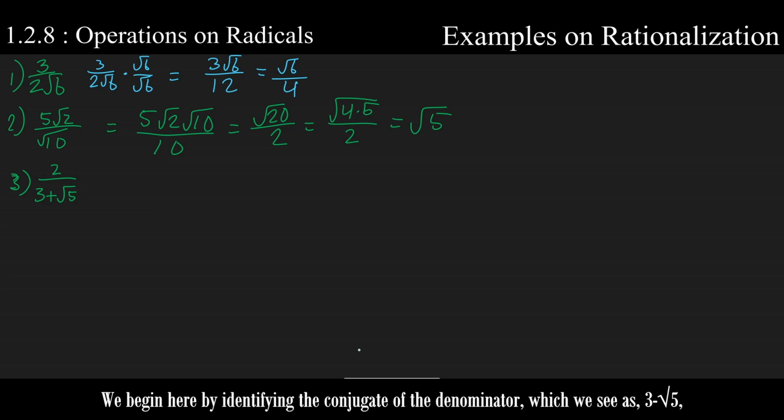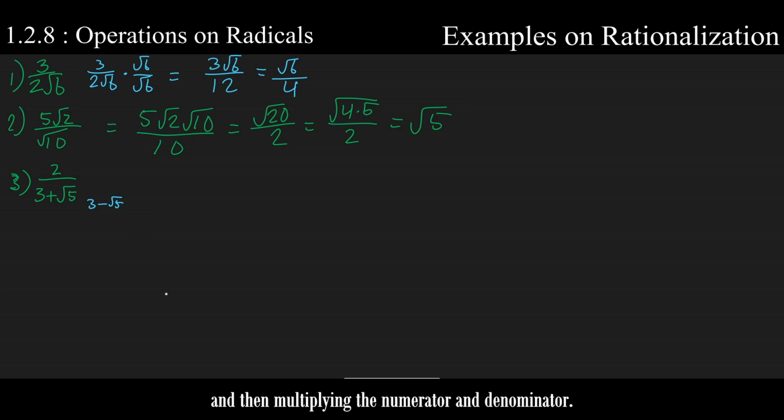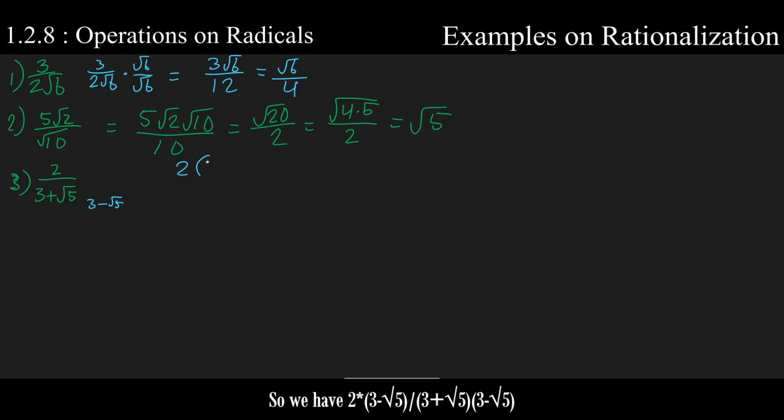We begin here by identifying the conjugate of the denominator, which we see as 3 minus the square root of 5, and then multiplying the numerator and denominator. So we have 2 times (3 minus the square root of 5) divided by (3 plus the square root of 5) times (3 minus the square root of 5).